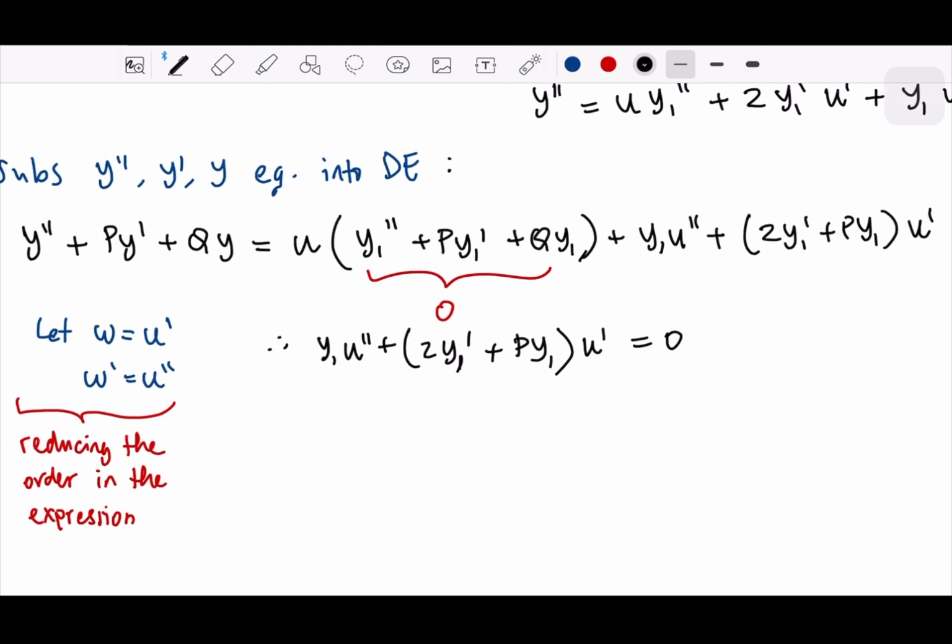Okay, now we can substitute. So y1 w prime plus, and then u prime becomes w. And then we can arrange this into our linear differential equation. So we can define with y1. So we are going to have this is the w dx, right? Divide with y1, so plus w over y1 and then 2y1 prime plus p y1.